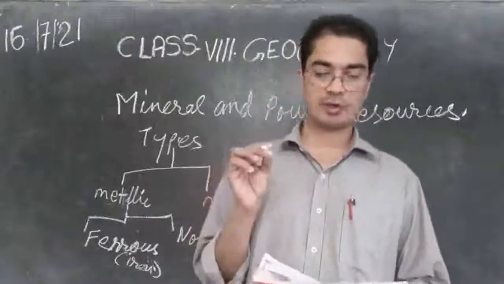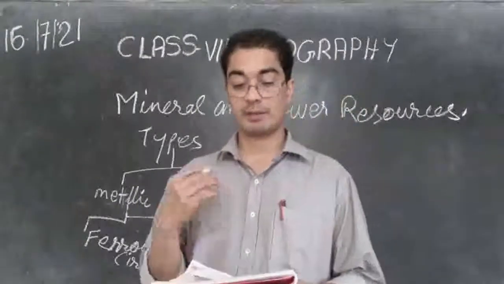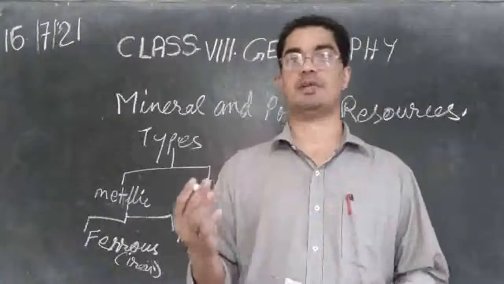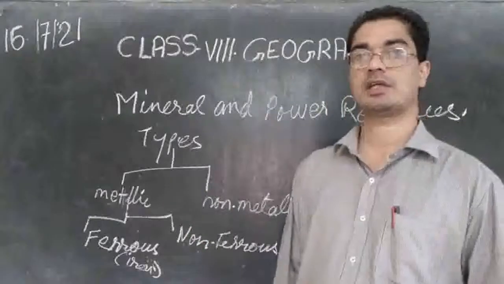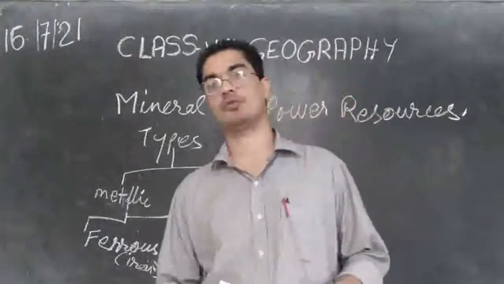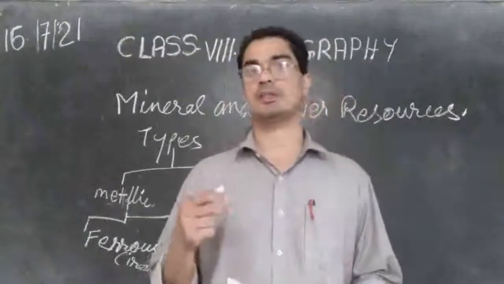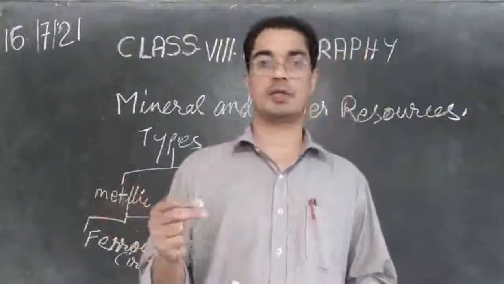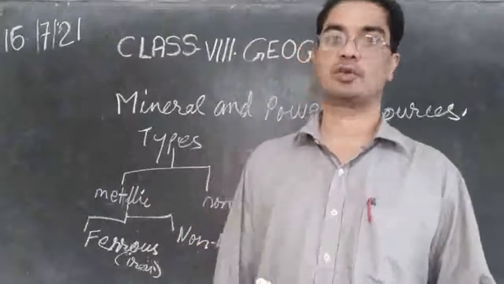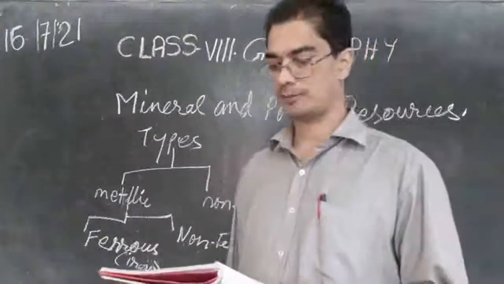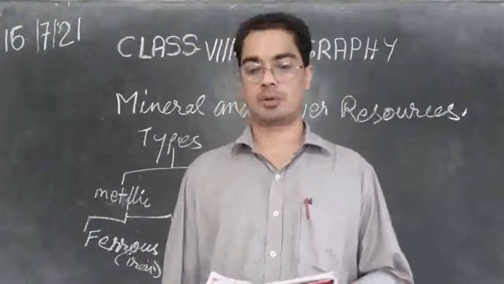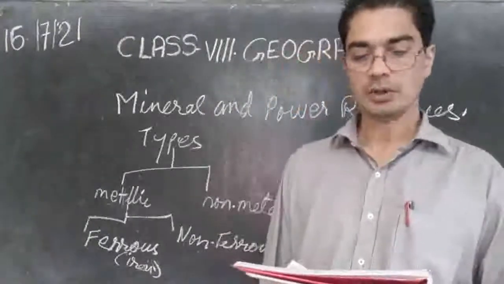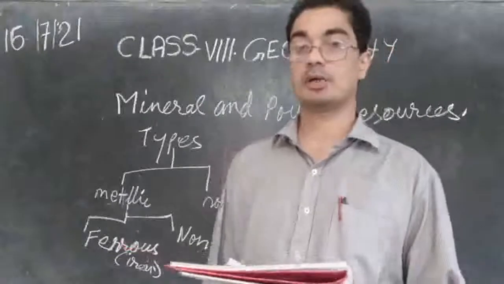They also have the ability to shine, or luster. Metals can shine. That is another characteristic of metal. So we learn two characteristics: one is that it can pass electricity or heat through it, and another is that it can shine. Remember these two qualities. Then iron ore, bauxite, manganese are some of the examples.